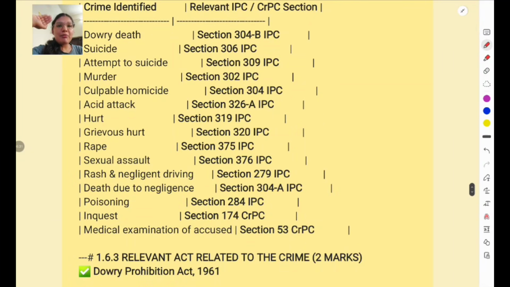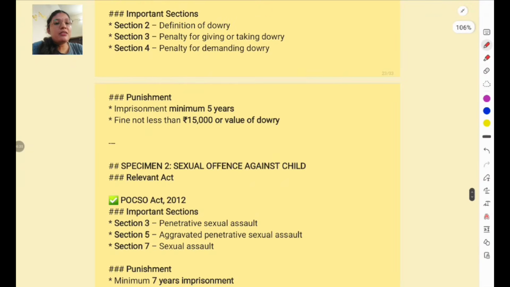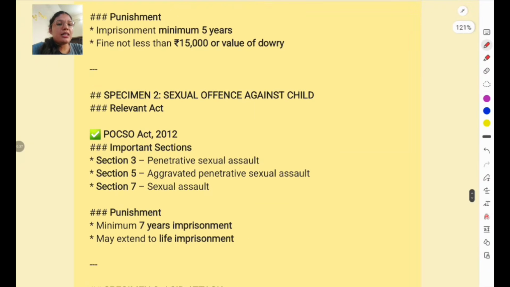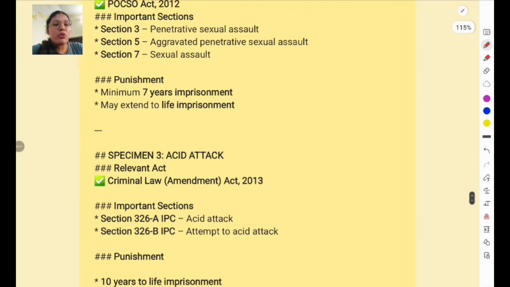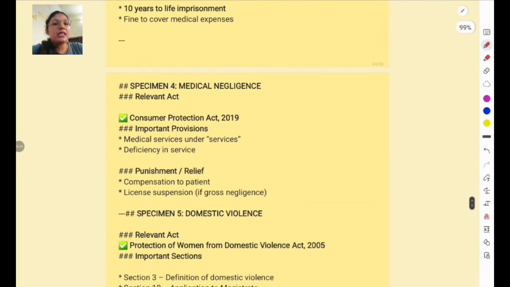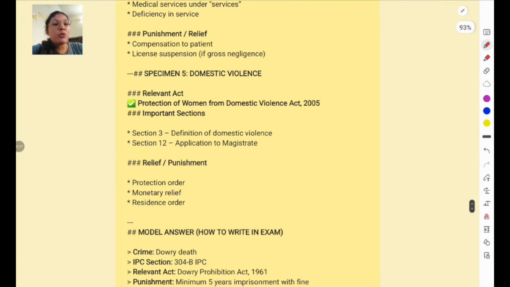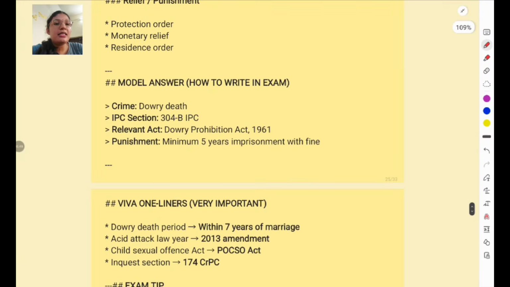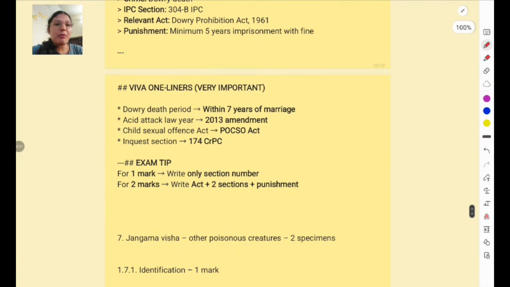Then the relevant IPC and CrPC sections I have already mentioned. If you can remember, you can remember from this table. Next one is this: sexual offense against a child comes under the POCSO Act. Then what will be the punishment, then acid attack, then consumer protection, domestic violence, and these are the major things you can remember. And if it comes for 1 mark, then you just write the section number. If it comes for 2 marks, you can write the punishment also.